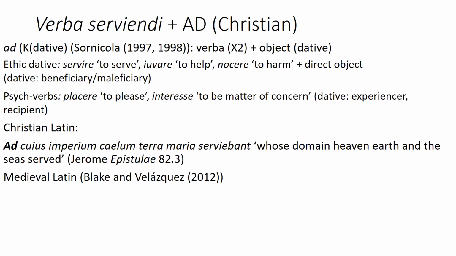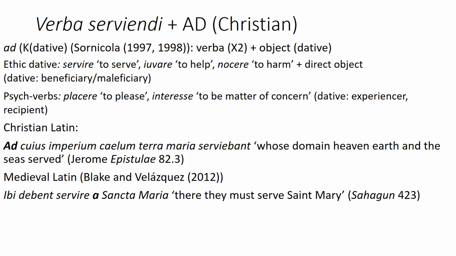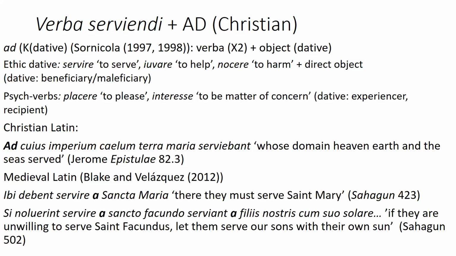And in the medieval period, a famous scholar, Omar Velázquez, has actually written a whole paper about servire a in medieval Latin. So, for example, in Sahagún, ibi debent servire a Sancta Maria. Okay, servire a Sancta Maria. Or si non lo servire a Sancto Facundo, serviant a filiis nostris cum suo solare. Okay, if they're unwilling to serve Saint Facundus, let them serve our sons, etc.